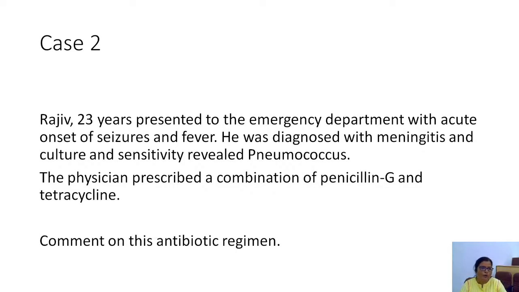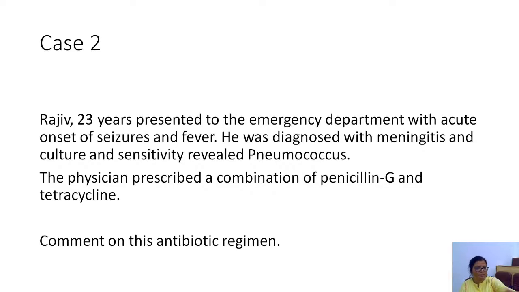Next we move on to our second case. Here you can see Rajiv, a 23-year-old male, presented to the emergency department with acute onset of seizures and fever. He was diagnosed with meningitis, and culture and sensitivity revealed infection with pneumococcus. The physician, say an intern, prescribed a combination of penicillin G and tetracycline. Now I ask you to comment on this antibiotic regimen.